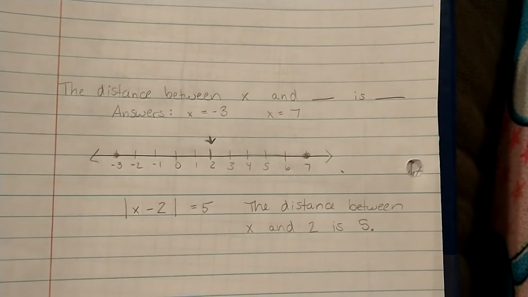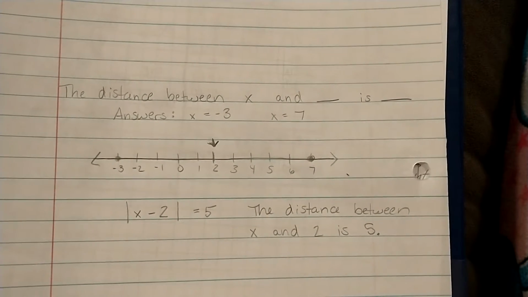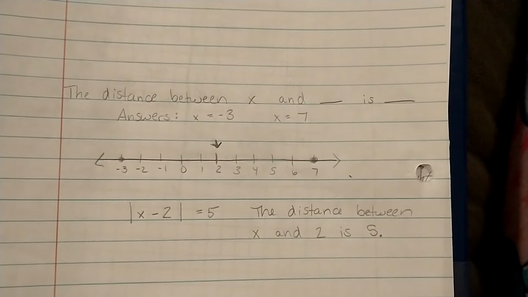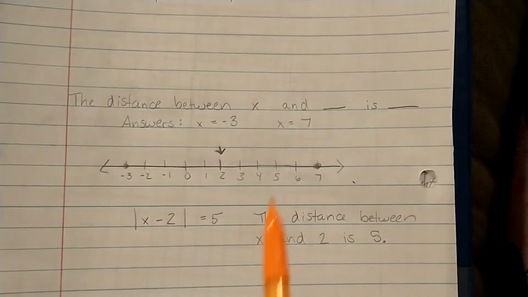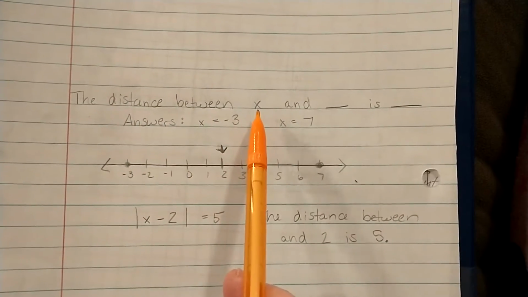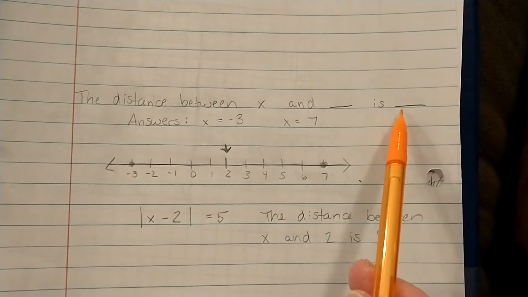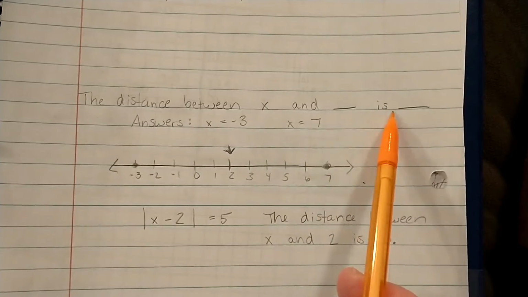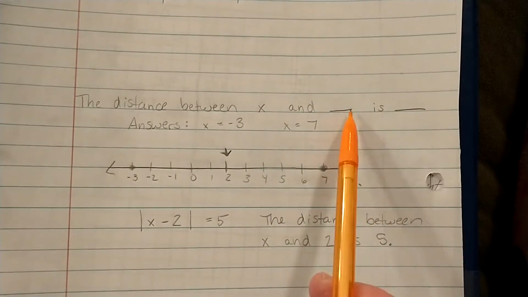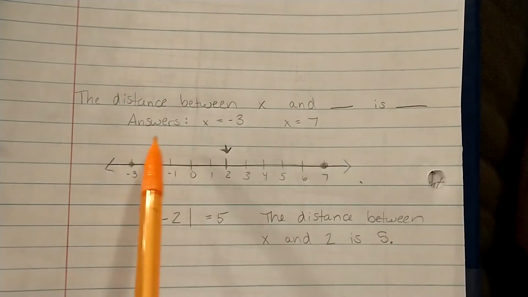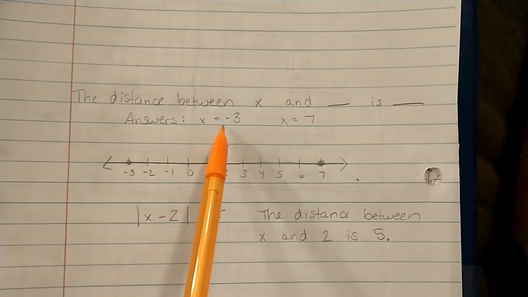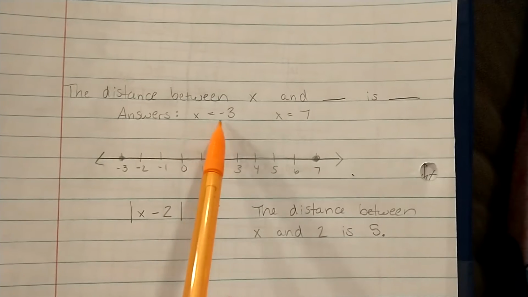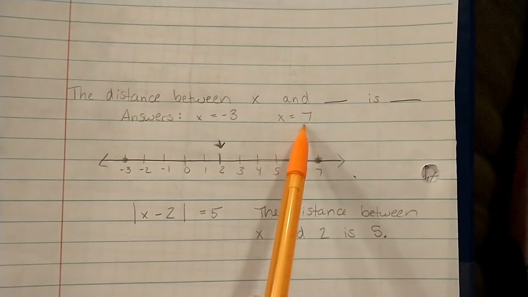Okay, so it says on our problem, the distance between x and blank is blank. So that girl basically messed up and she somehow deleted that part of her question, but she had already answered the problem and her answers were x is -3 and x is 7.